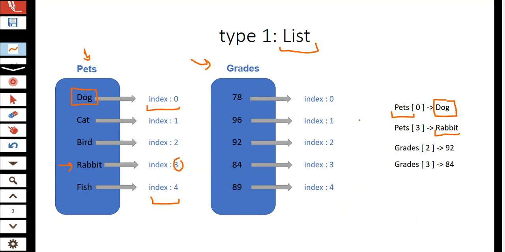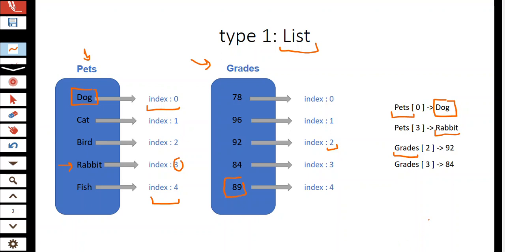So, to retrieve the third grade or item in the grades list, we would first specify the list name, which is grades, followed by the index of that grade, which is 2. So grades of 2 will return 92 for us, right? Grades of 3 will return 84. Grades of 4 will return 89.